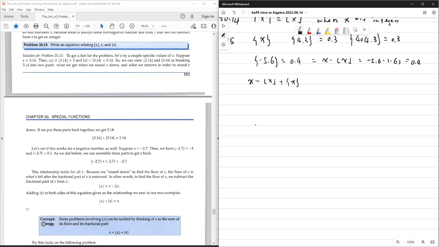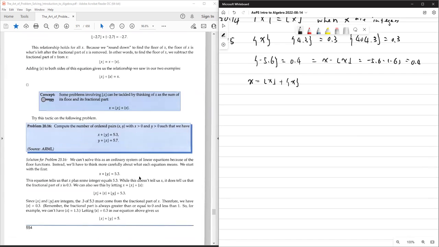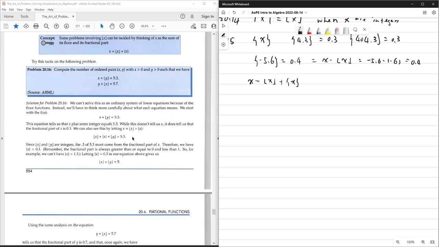When it's a positive number, it's more straightforward: it's the decimal part and the integer part. When it's a negative number, you just have to be a little bit more careful. Just remember this definition: it's the floor, not the ceiling, plus the decimal part. Hopefully that makes sense. Some problems can be tackled by thinking of x as the floor plus the decimal part.